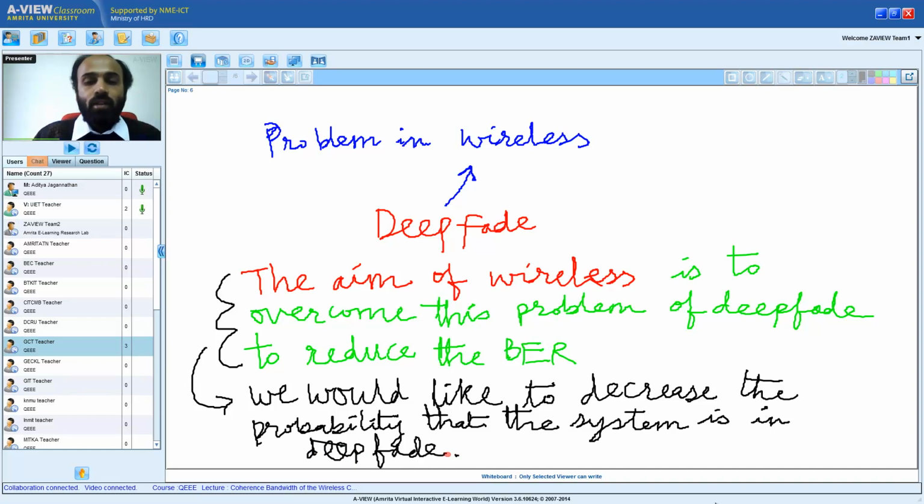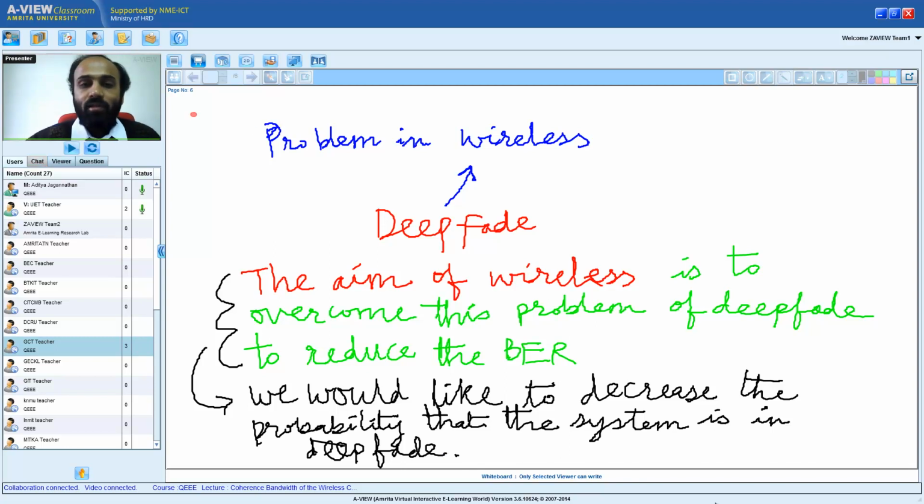So what was our aim in wireless communications? We would basically like to design innovative technologies, or design newer systems, with the aim of decreasing the probability of the deep fade. If I reduce the probability of deep fade in this wireless communication system, then naturally the signal to noise power ratio at the receiver improves, and therefore the bit error rate in a wireless communication decreases.